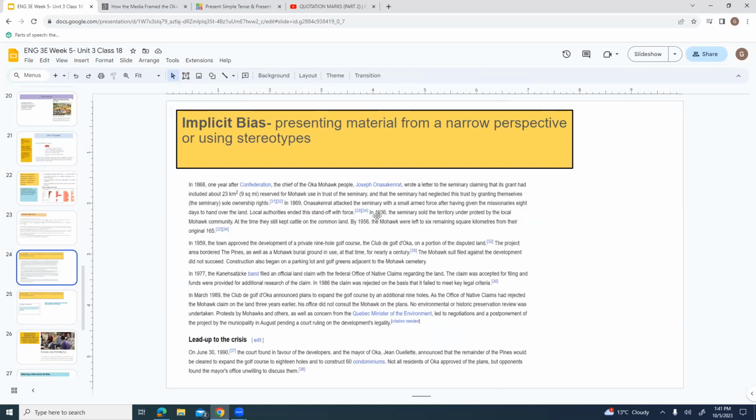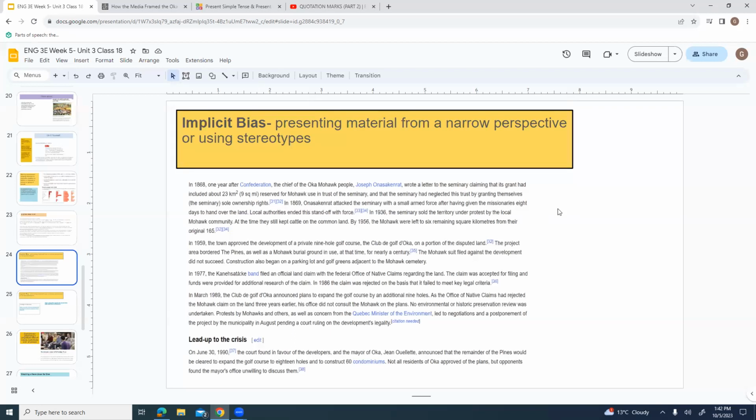From Wikipedia, it talks about how in 1868, one year after Confederation, the chief of the Oka Mohawk people, Joseph Onasakenrat, wrote a letter to the seminary there claiming that its grant had included about 23 square kilometers reserved for Mohawk use that was in the trust of the seminary. And the seminary had neglected this trust by granting themselves sole ownership rights instead. In 1869, Onasakenrat attacked the seminary with a small armed force after having given the missionaries 8 days to hand over the land. Local authorities ended the standoff with force.